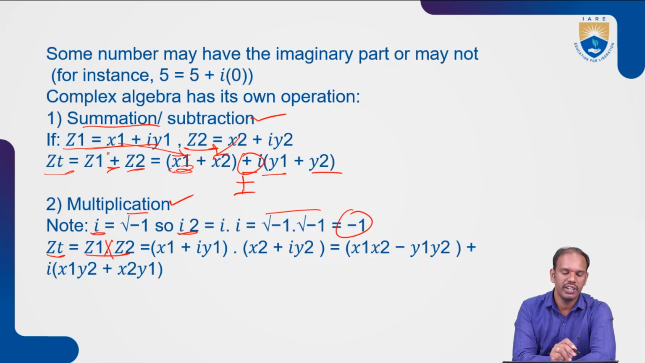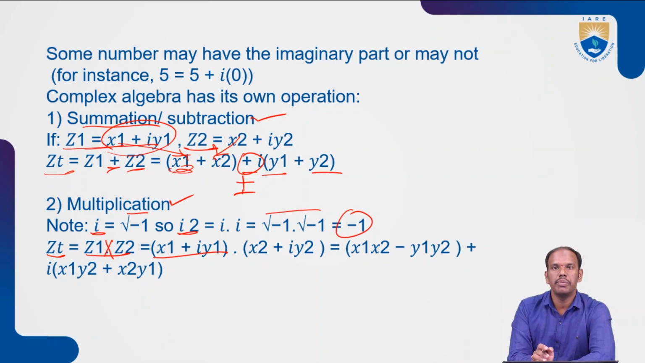As we know, there is a Z1 and Z2. If Z1 and Z2 have been given, how do we multiply them? You may already have learned all these things at the intermediate level, so it is just a basic. Again, we substitute x1, y1 here, and x2, y2 here.